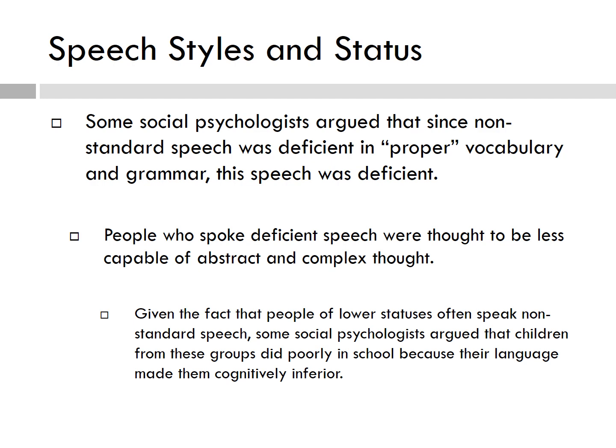Some social psychologists argue that since non-standard speech was deficient in proper vocabulary and grammar, this speech was deficient. They also argued that people who spoke deficient speech were less capable of abstracting complex thought than people who spoke standard English. Given the fact that people of lower statuses in American society, such as racial minorities and the poor, often speak non-standard speech, some social psychologists argue that children from these groups did poorly in school because their language made them cognitively inferior. Thus, it wasn't schools that were failing them, it was the language that they had learned in their homes and communities.